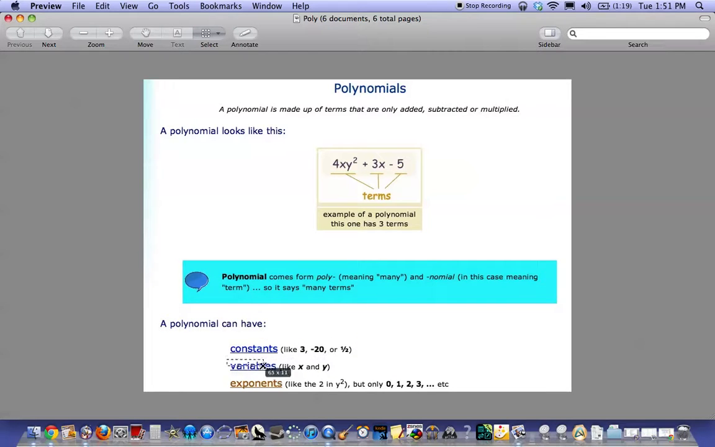Variables are called variables because their value varies. Okay? X could be 0.22 in one expression, while it could be 17 in another expression. So their value varies. And then of course you have exponents. And those are okay to be in a polynomial as long as your exponents are not negative or fractions. You can have exponents that are fractions and you can have exponents that are negatives, but not in a polynomial. A polynomial can only have positive whole number exponents. So as long as your exponents are positive and whole, you've got a polynomial.